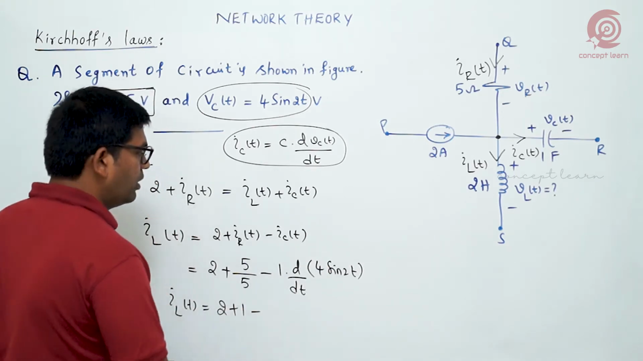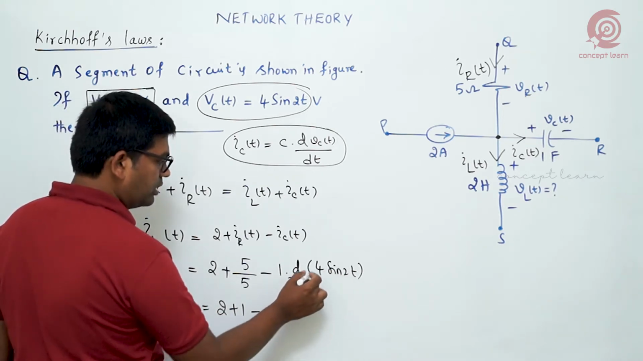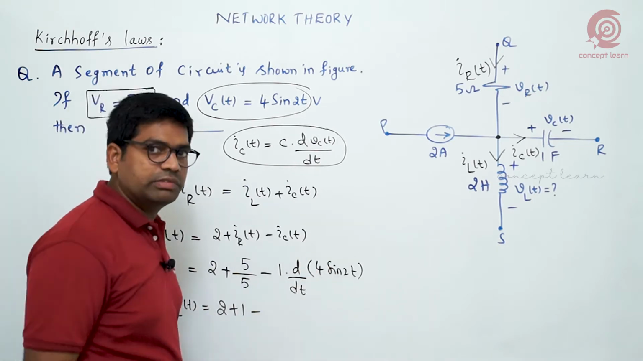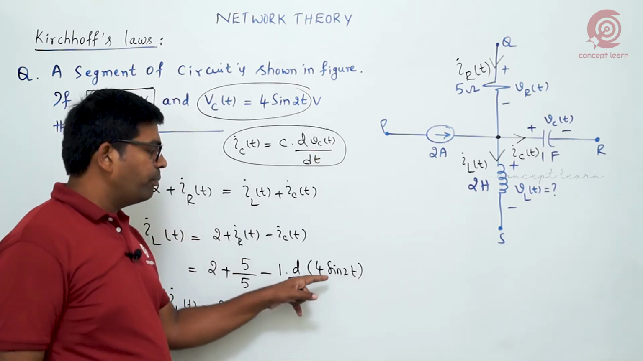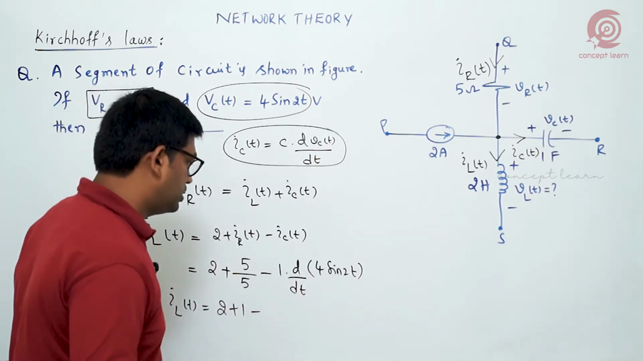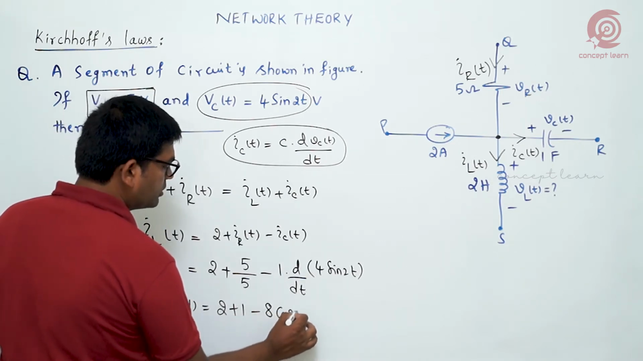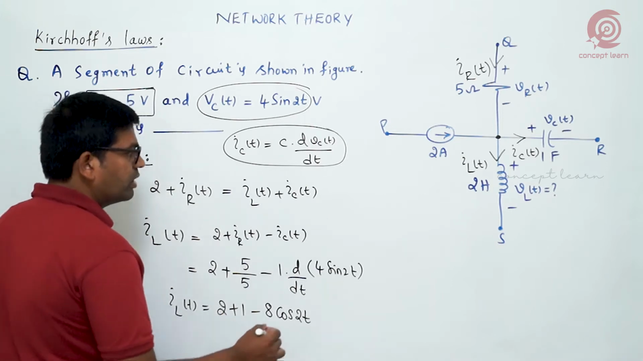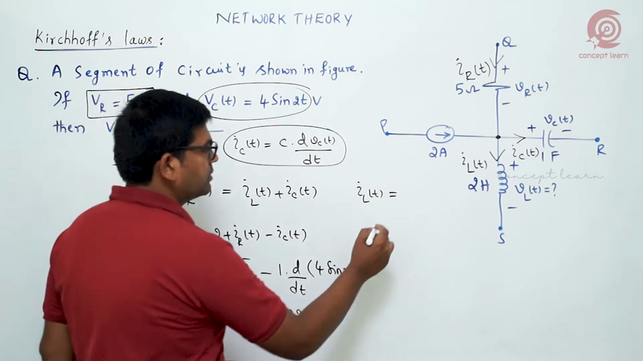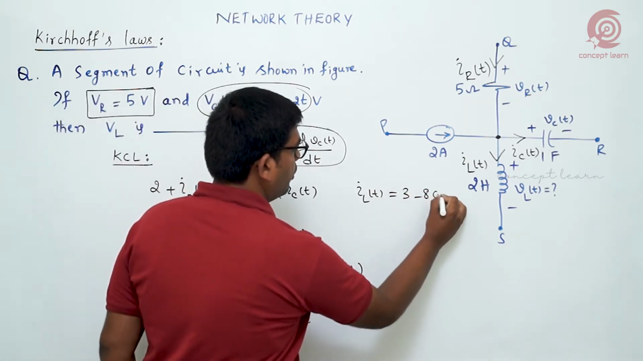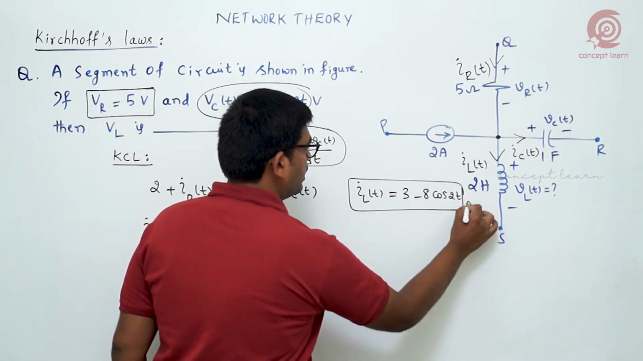That is cosine, but we are doing it with respect to time, so 2 also comes into that, so 4 into 2 cos 2t we will get, because the differentiation of sine is cosine, but we are doing it with respect to time, so 2 also comes. So 2 into 4, how much do we get? 8 cos 2t. Simplify further, what is the inductor current we get? 2 plus 1, 3 minus 8 cos 2t amperes. This is the inductor current.